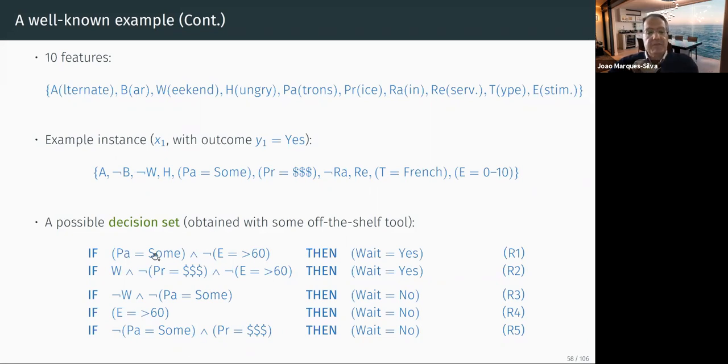For example, if there are patterns and the estimated time is not greater than or equal to 60 minutes, then I'm going to wait. Again, this is going to be consistent with the instances for which this is true, okay? I have another rule for yes, a little bit more, with 3 literals. And then I have 3 rules for no, okay? So for example, if it's not weekend and it's not true that there are some patterns, then I'm not going to wait, okay? And so on and so on.